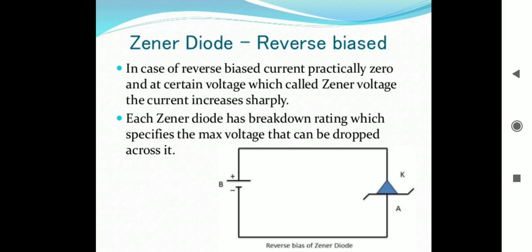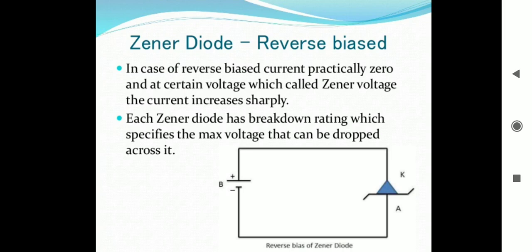When no biasing is applied across the Zener diode, the electrons remain in the valence band of the p-type material and no current flows through the diode. The outermost orbit electrons are known as the valence band electrons. The electrons of the valence band easily move from one band to another when external energy is applied across it.